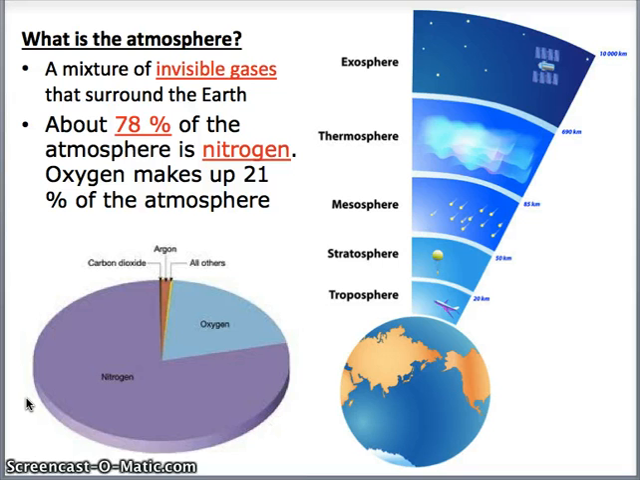So what is the atmosphere? The atmosphere is a mixture of invisible gases that surround the Earth. If you look at this chart, you can see that almost 80%, actually 78% of the atmosphere is made out of nitrogen. We learned about nitrogen in the nitrogen cycle. Oxygen is only 21% of the atmosphere, and this is what we breathe in. The atmosphere is made out of several layers. You don't have to know the layers in detail, but I just wanted to show you this diagram to show you that the atmosphere is made out of different things.